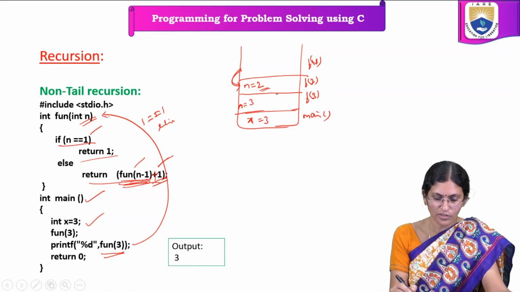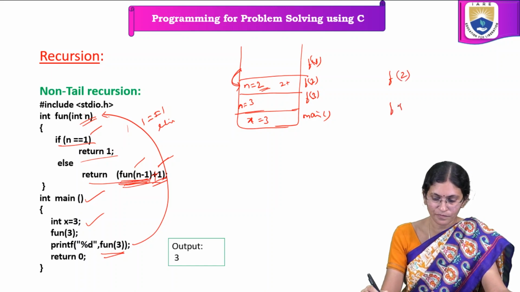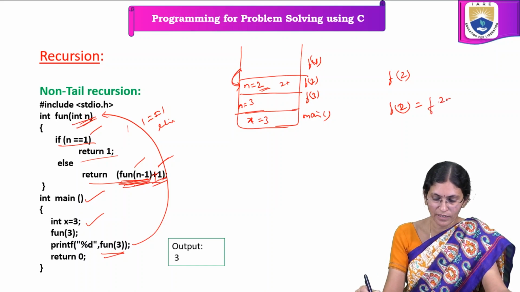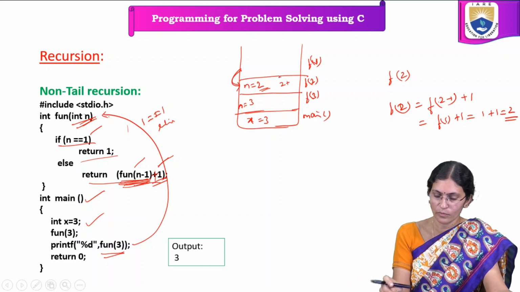So previous value is 2, 2 plus 1. When we evaluate f of 2, this will be f of 2 minus 1 plus 1. So that is f of 1 plus 1. f of 1 we got as 1, so 1 plus 1 is equal to 2. So the return value of this is now 2.